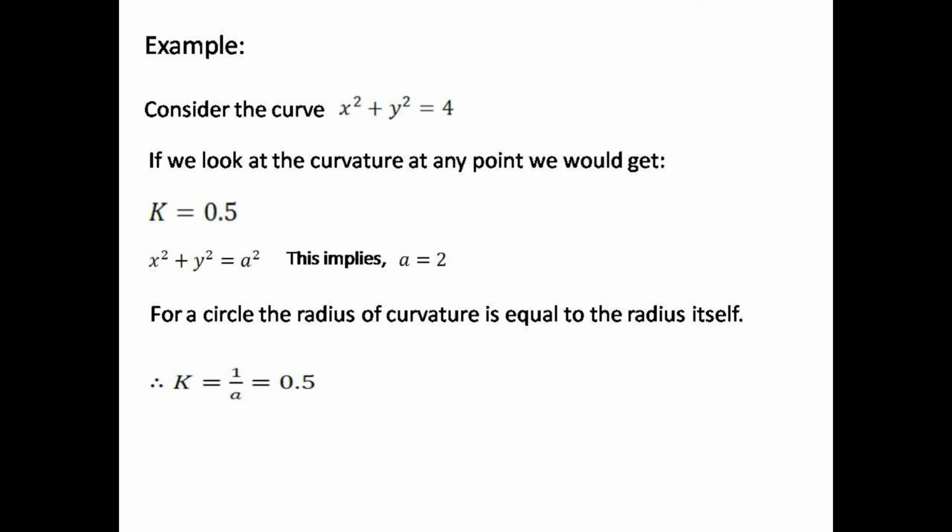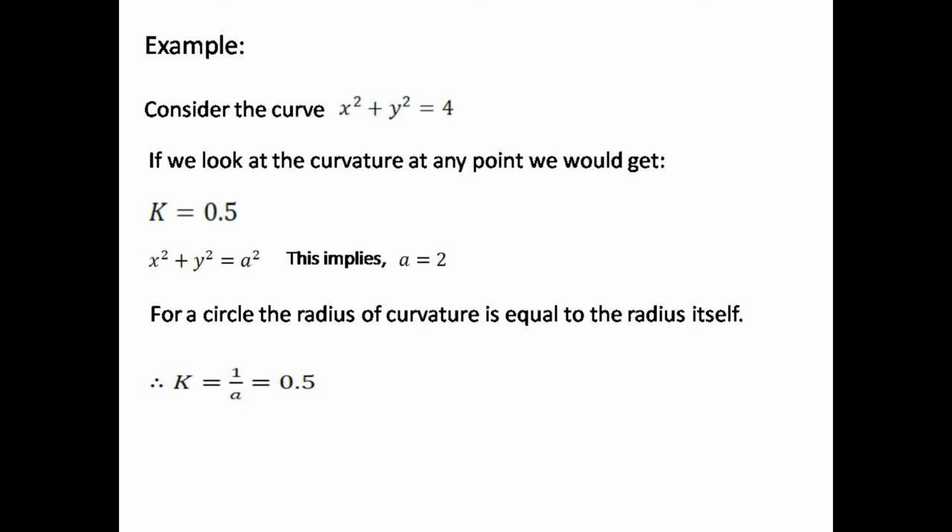Let's consider another example. This time we have the curve whose equation is x square plus y square is equal to 4. Comparing it with the equation x square plus y square equal to a square, one can infer that this is a circle whose radius is 2. Now if we want to find the curvature at any point on this circle, then we would get k equals 0.5. That is, the curvature at any point on this circle would be 0.5.